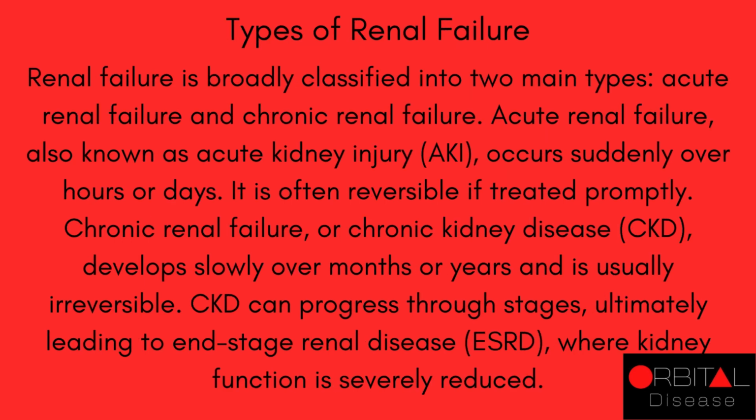Types of renal failure. Renal failure is broadly classified into two main types: acute renal failure and chronic renal failure. Acute renal failure, also known as acute kidney injury, AKI, occurs suddenly over hours or days. It is often reversible if treated promptly. Chronic renal failure, or chronic kidney disease, CKD, develops slowly over months or years and is usually irreversible. CKD can progress through stages, ultimately leading to end-stage renal disease, ESRD, where kidney function is severely reduced.